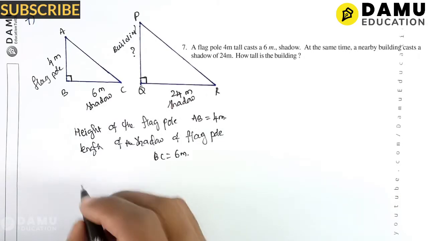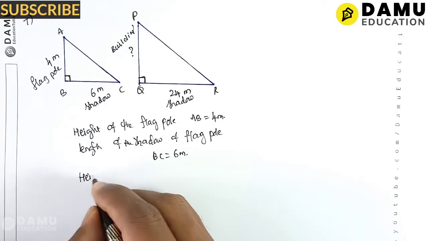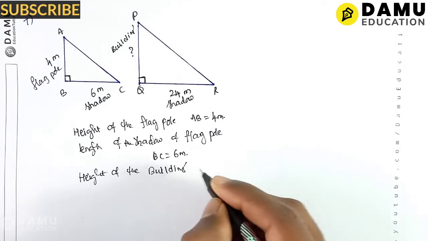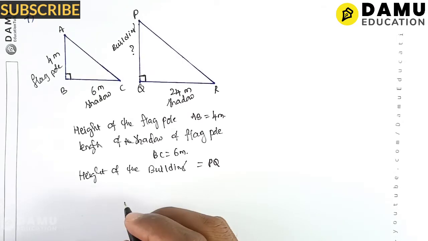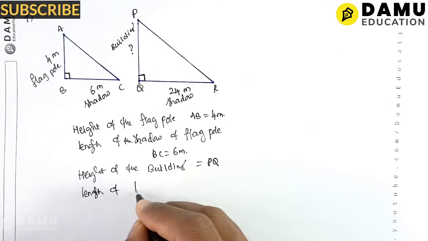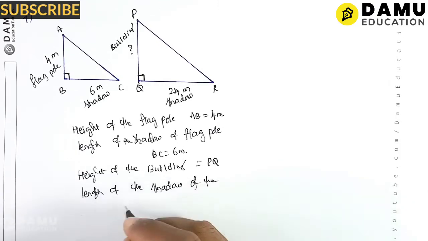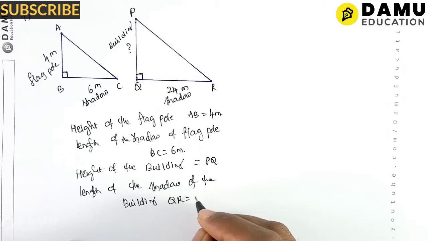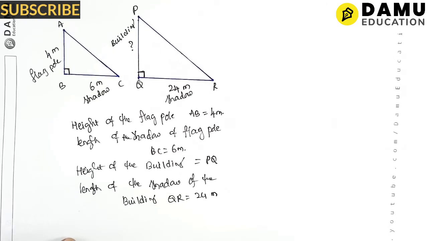Then what is the height of the building? We have to find how tall the building is. Height of the building will be equal to PQ. Then the next one: the length of the shadow of the building, QR, will be equal to 24 meters.